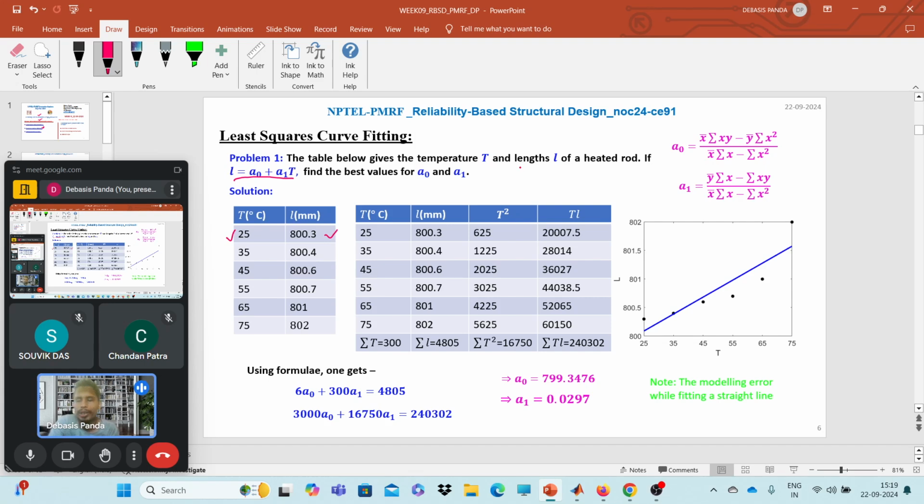First, we need to find out the error using this. That means nothing but yi minus this function a naught plus a1 t. Now square it, sum them up, you will get the sum of square of errors. And now differentiate with respect to a naught and a1, you will get the normal equations. Now here you will have two unknowns, so you will get two normal equations.